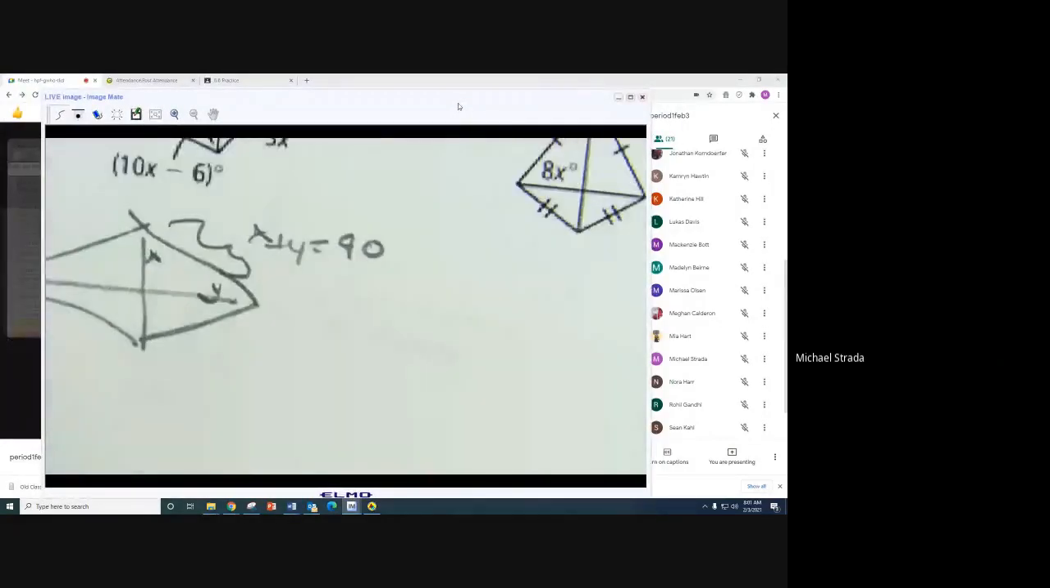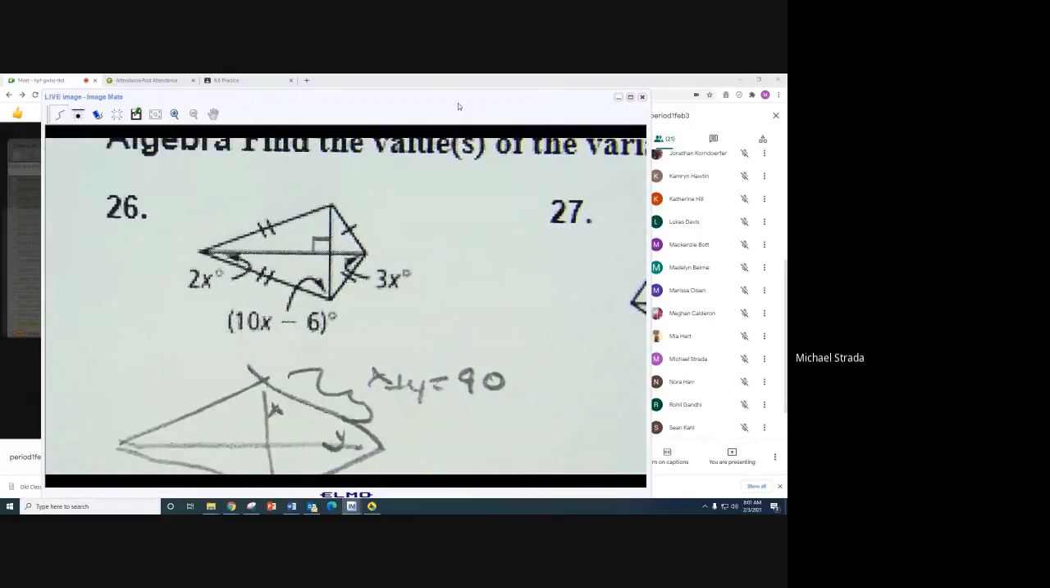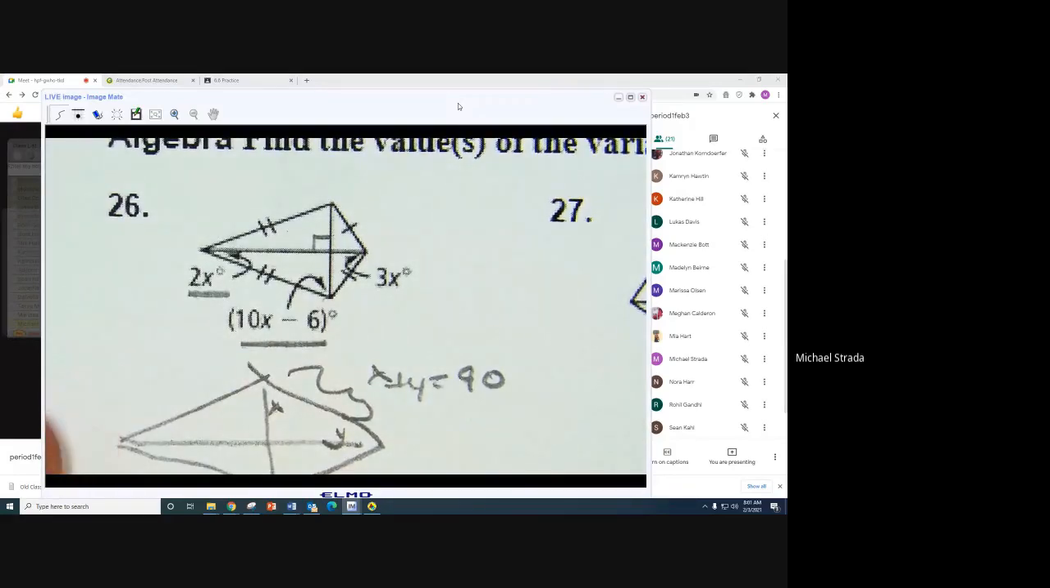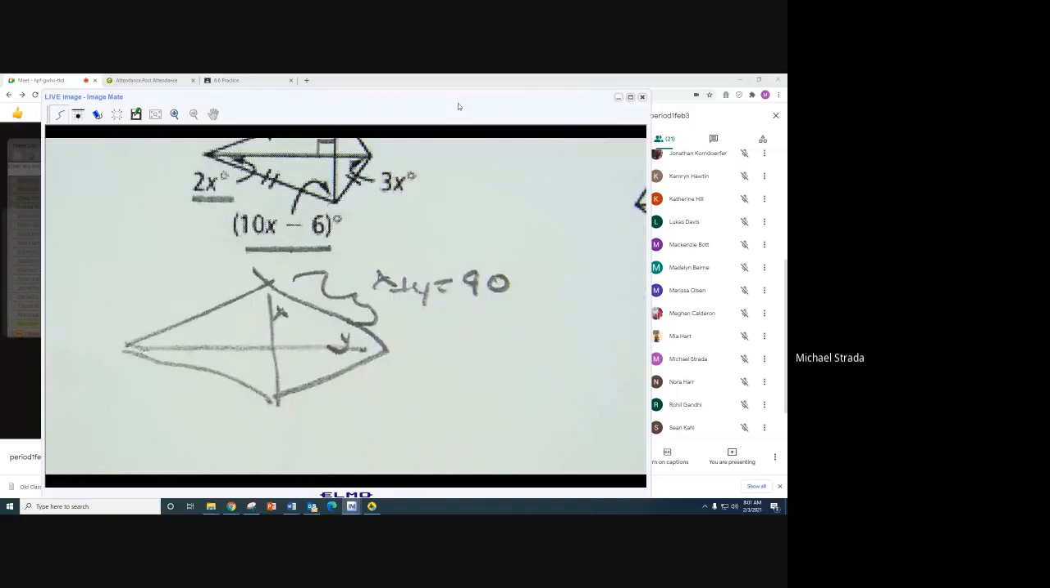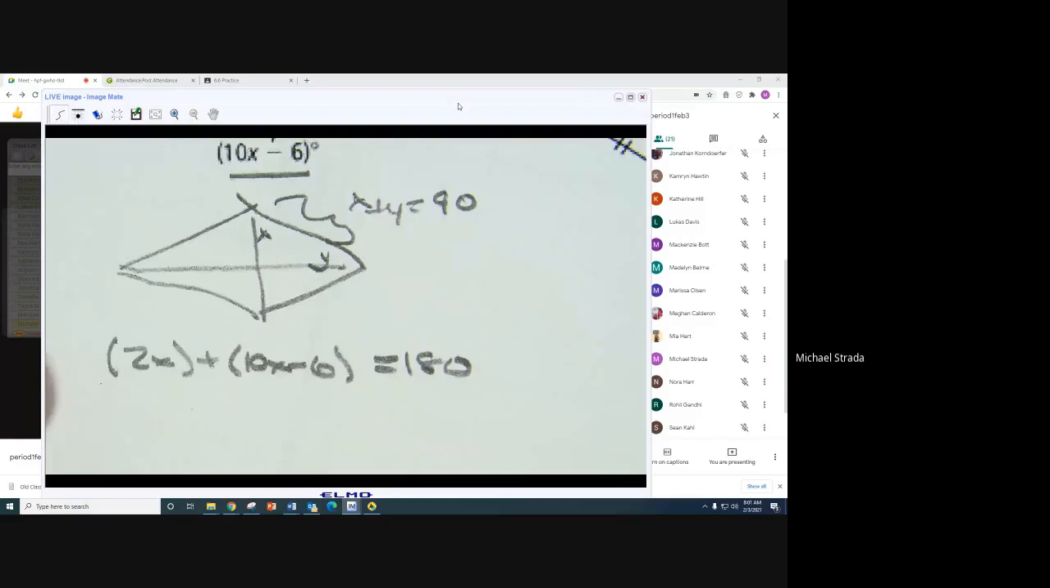Okay, sorry about that. All right, so if I go back to 26, that and that are the outside angles. So that means we can take those angles, 2x plus 10x minus 6, and set it equal to 180. 2x plus 10x is 12x. To get rid of the minus 6, I would add 6. So 12x equals 186. Divide by 12, and I get 15 and a half or 15.5.